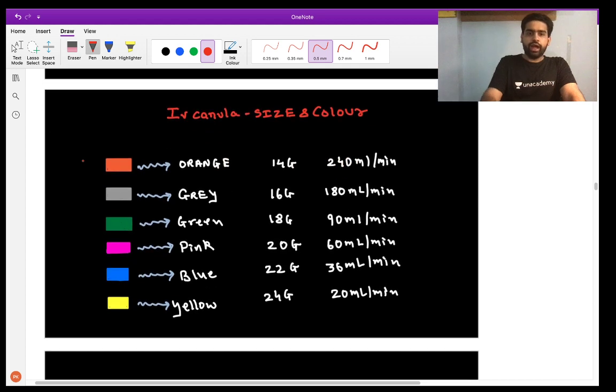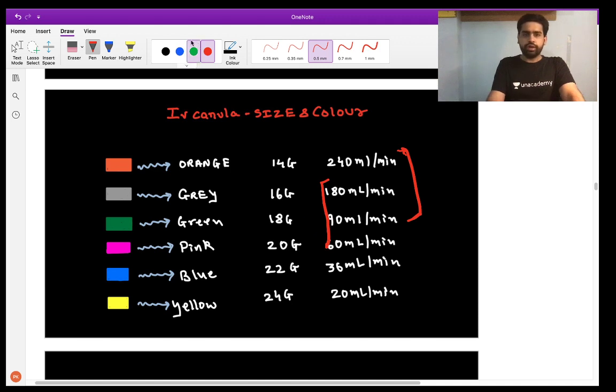So IV cannula size and color, you should remember this. In the NEET, they might not ask you that. They will just give you the IV cannula and ask what size it is, what gauge it is, and they may ask you the flow rate as well. You just need to remember the flow rate for gray, green, and maybe the pink.